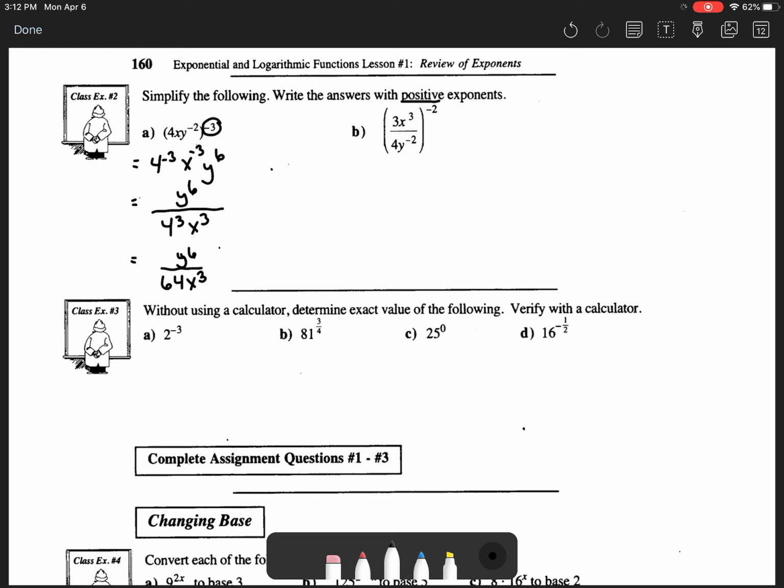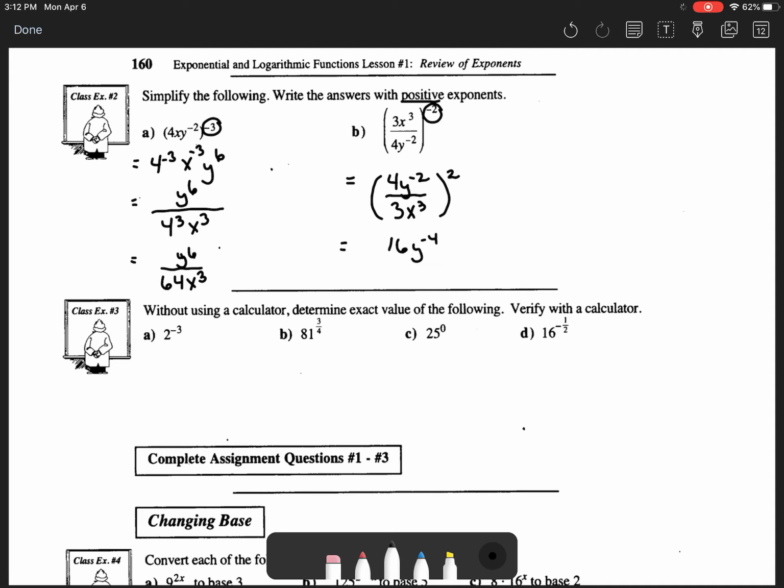Now, in B, here's what we can do. One of two things. I can either take this negative 2 and, just like I did in A, apply it to every single thing inside the bracket. Or, here's a quicker way. It is a fraction, a rational expression, two expressions that have variables. The whole thing is to a negative 2. So what I can actually do is just interchange the numerator and denominator. So I'll go 4y to the negative 2 and 3x cubed. Don't change anything inside, but now the exponent on the outside is a positive 2. So what I do now is apply the 2 to everything inside.